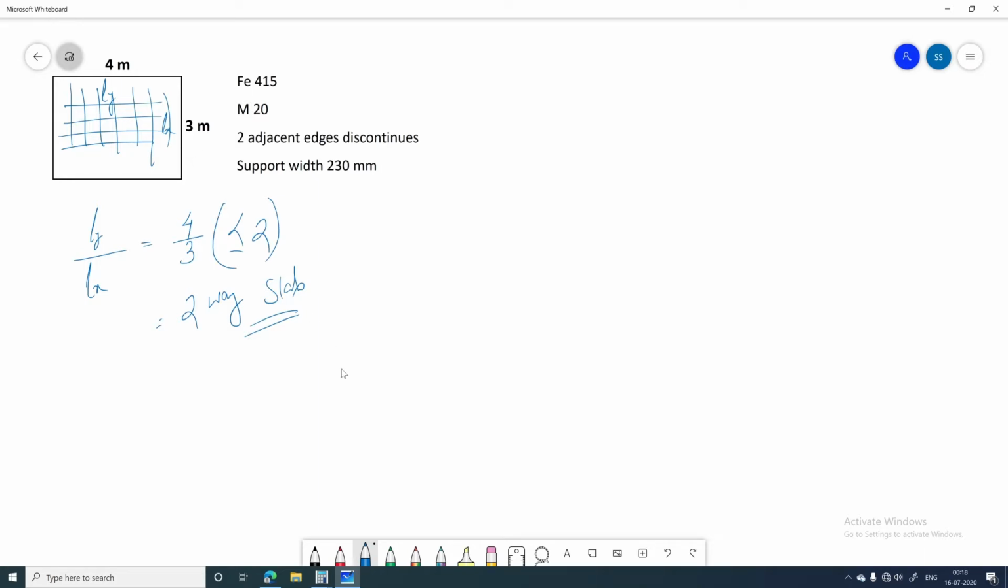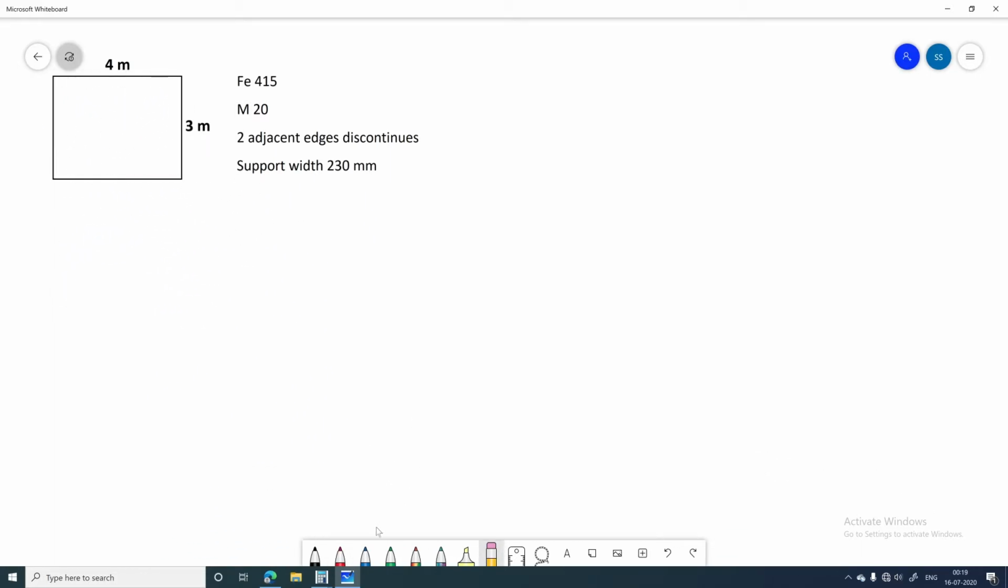So which one will we consider? Definitely we will consider the shorter span to determine the moment and the maximum bending moment, and for the checking of the deflection, right? So let's go ahead with the step by step procedure, likewise we have done in the design of one way slab. So initially the first step is the effective depth, right? To determine this effective depth, initially we consider a value for the effective depth.